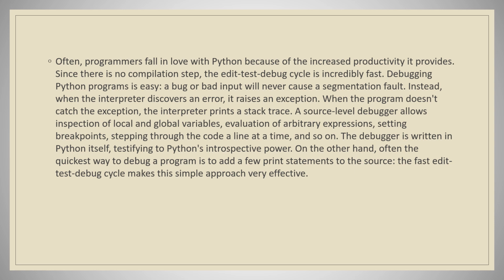A source level debugger allows inspection of local and global variables, evaluation of arbitrary expressions, setting breakpoints, stepping through the code a line at a time, and so on. The debugger is written in Python itself, testifying to Python's introspective power. On the other hand, often the quickest way to debug a program is to add a few print statements to the source. The fast edit-test-debug cycle makes this simple approach very effective.